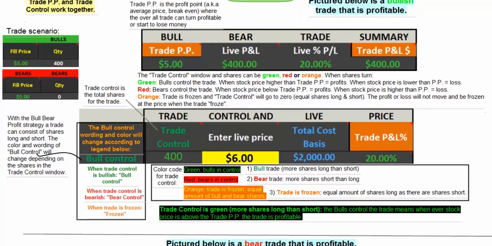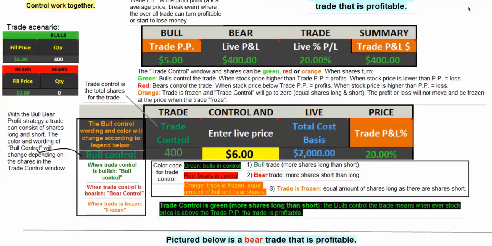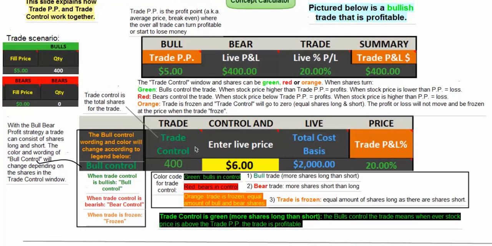If we scroll down and take a look at other trade scenarios, we'll see the change in color of trade control as well as bull control. So when we scroll down to the next section, it will show when the trade will be bear. The bears will be in control of the trade, meaning there'll be more shares short than there are long. And then when the trade control is bearish, this window will say bear control.